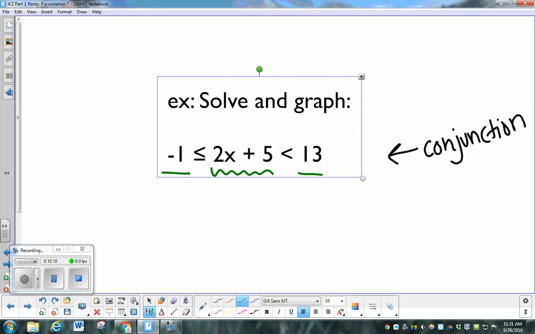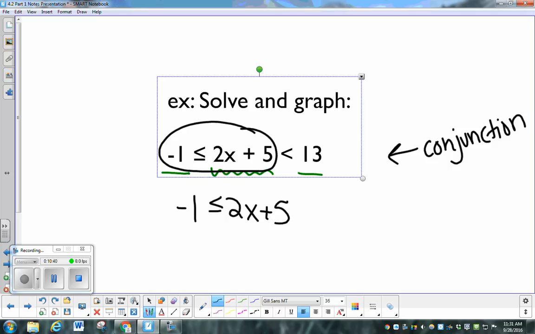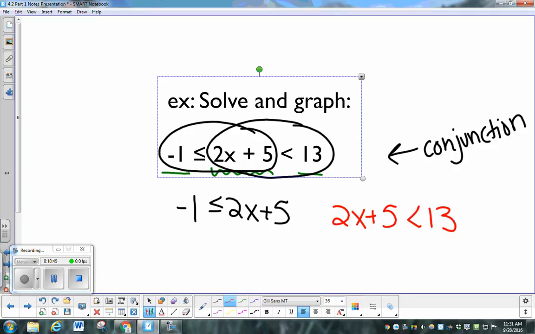So here's how we solve this. The way I like to do it is to split it up. If you want to do it in one, you can. Actually, I'm going to split it up. So we're going to do, this is one of them, so I just wrote this out, just one inequality, and I'm going to write this side out as a separate inequality. So over here, I'm going to write 2x plus 5 is less than 13.